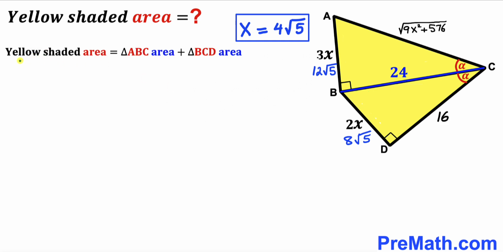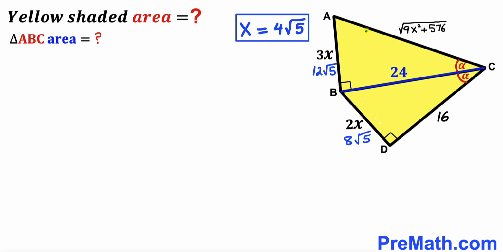And now let's make an observation. We can see this yellow shaded region area is equal to the area of this triangle ABC, we are talking about this ABC triangle area, plus the area of the other right triangle BCD. We are talking about this other right triangle. So therefore now our task is to calculate the area of this triangle ABC and the area of this other triangle BCD as well.